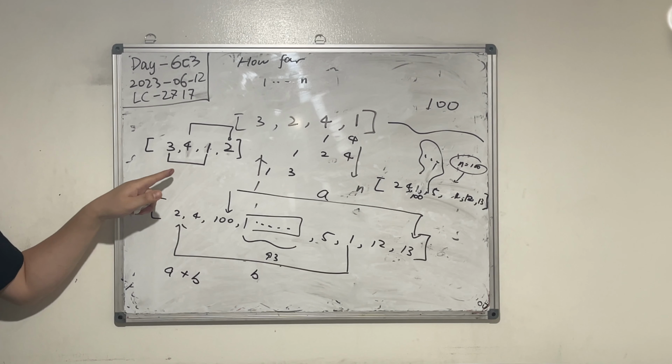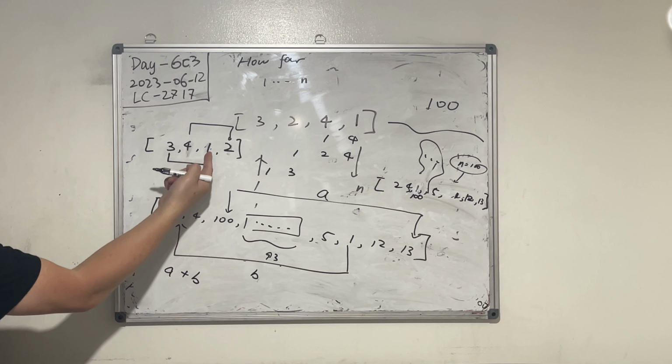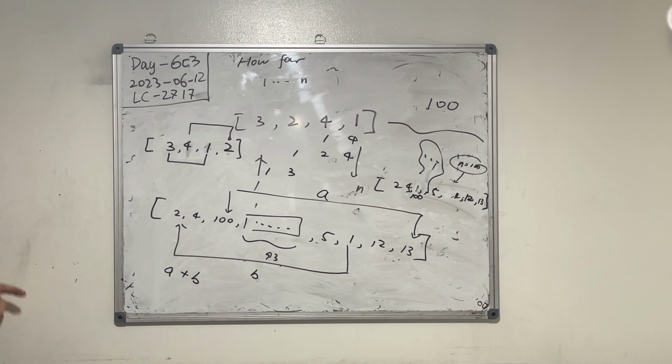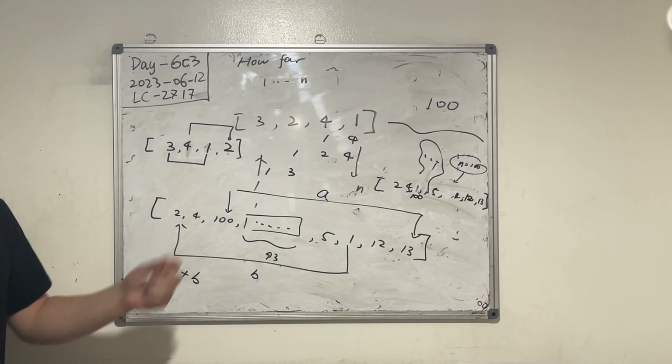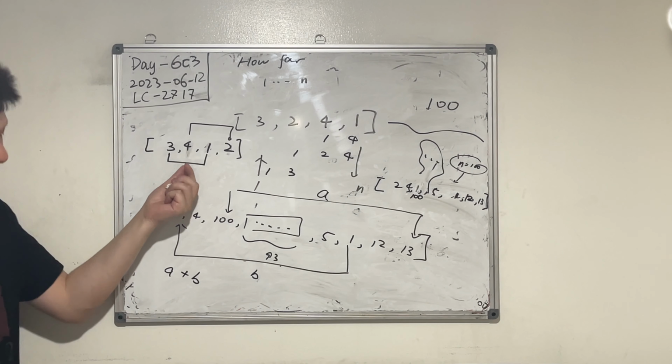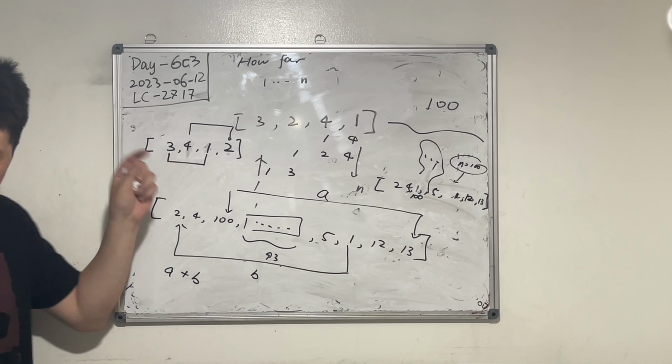Oh, do you see something here? Can you tell me how to swap 1 to the beginning? 4, 3. Yeah, why is it 3? Because when you swap 1, 4 is also swapped. That's right. Okay, so that's very important.